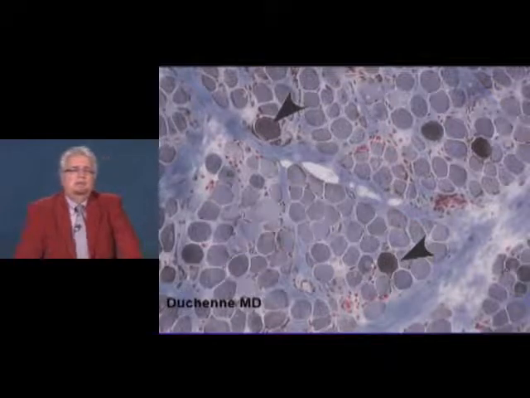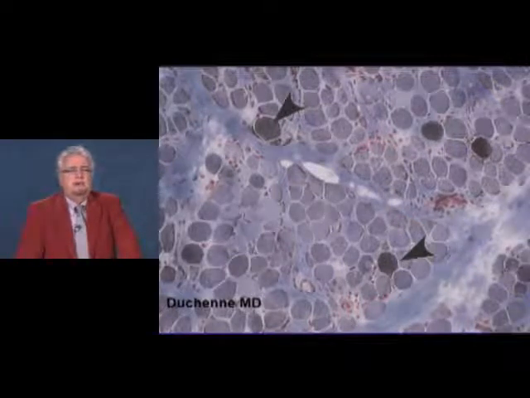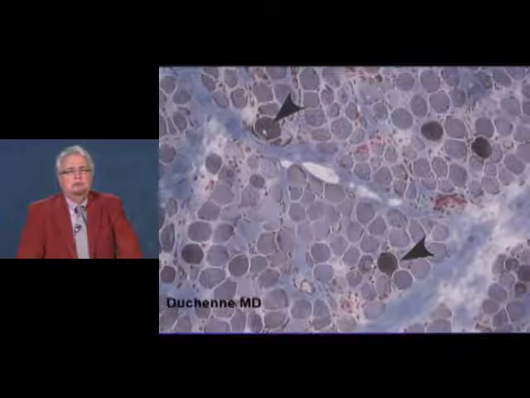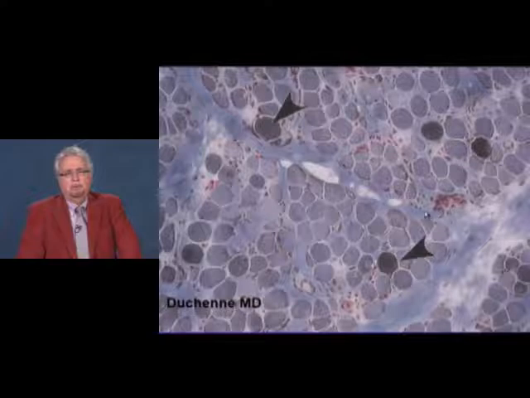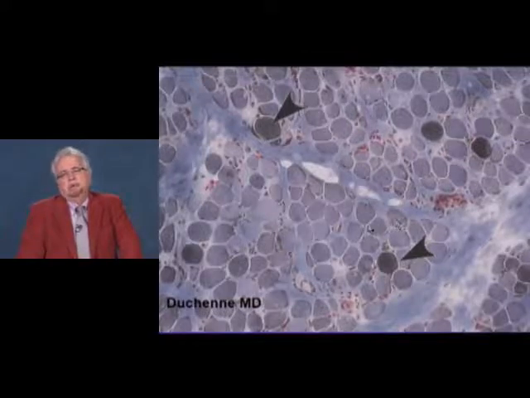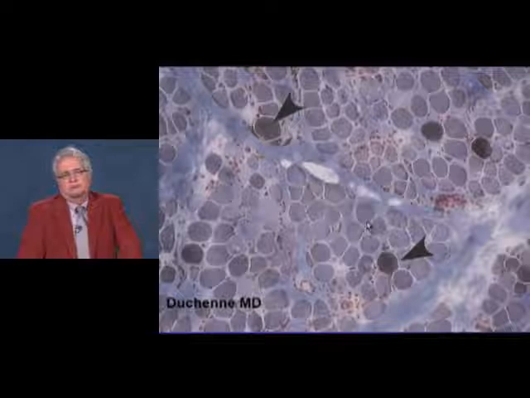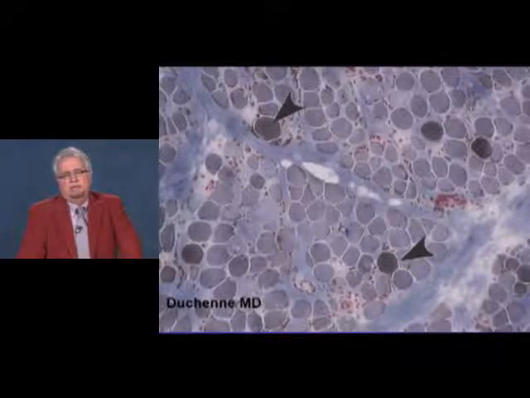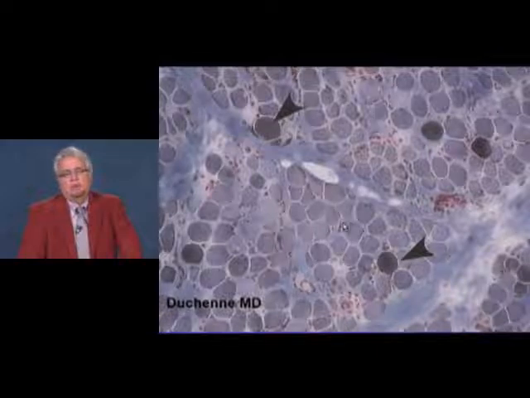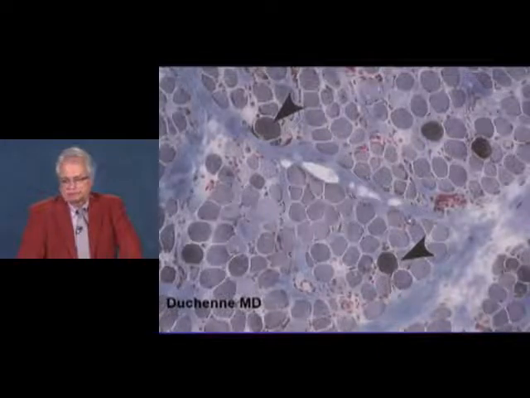You can see that there is significant variability in the fiber size. Some fibers are large, some fibers are smaller. You have fibers degenerating with accumulation of inflammatory cells, and also you have significant amounts of connective tissue between the muscle fibers, but also in between the fascicles.